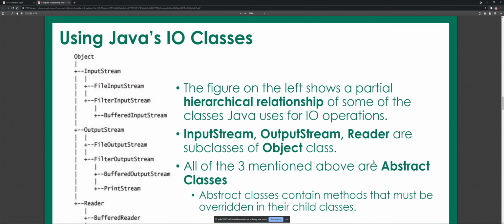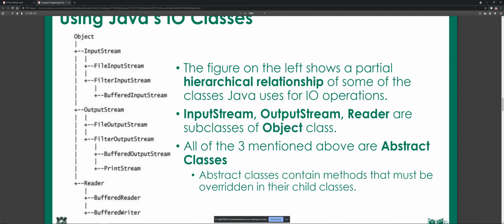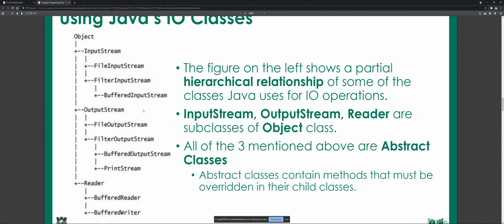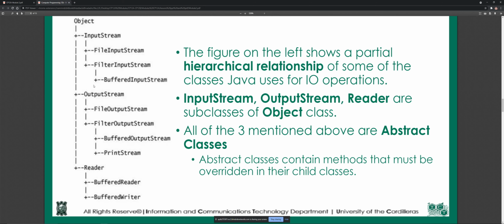So, dito kasi sa Java I/O class natin, yung ginamit natin dati, itong buffered output stream, 'di ba? Kung natatandaan nyo, itong buffered reader and buffered writer. So, it is a part of what we call the Java I/O classes. So, this figure shows a partial hierarchical relationship of some of the classes Java uses for I/O operations. So far, ginamit na natin itong buffered reader. And as of the moment, ito yung nasa pinakababa ng Java I/O classes.